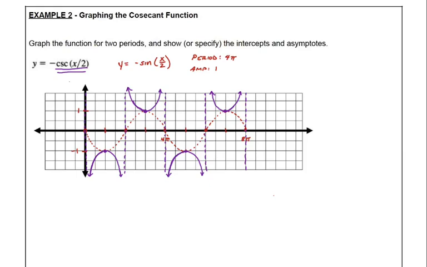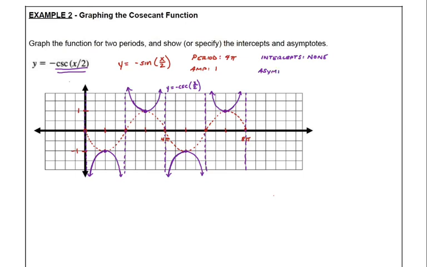So the vertical asymptotes occur where sine has x-intercepts, and the U-shaped portions occur where sine has its minimums or maximums. And then if I wanted to identify some information about this graph, say the intercepts and the asymptotes, there aren't any intercepts to speak of. This function is not going to touch the y-axis, and it's not going to touch the x-axis, so there aren't any.